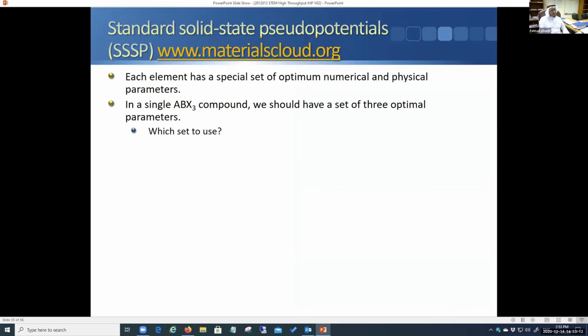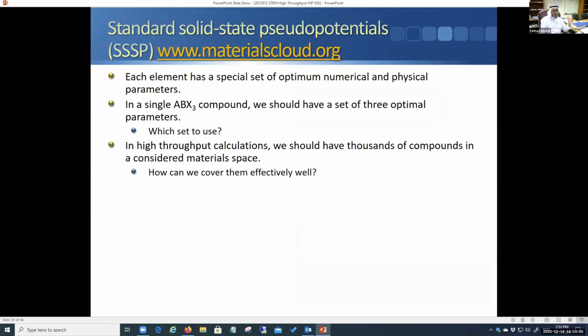Another important aspect is that for each element, there is a special set of optimal numerical and physical parameters. In a single ABX compound there are 3 elements, so each element will have its optimized parameters, and we must decide which to use. Also, when we go to high throughput, we will have thousands of possibilities. How can we cover all of them?